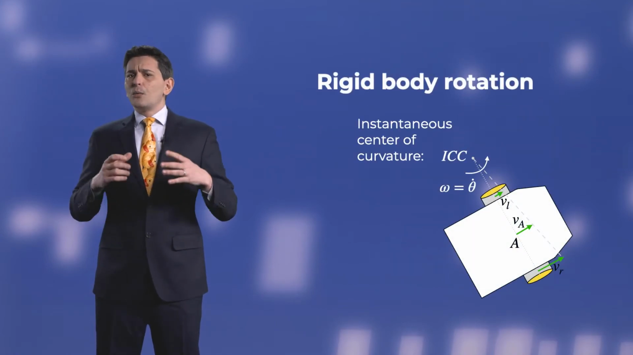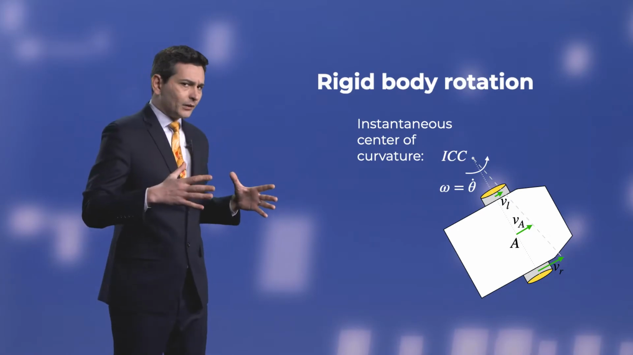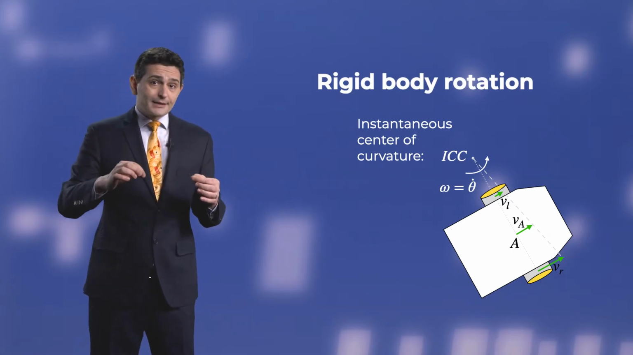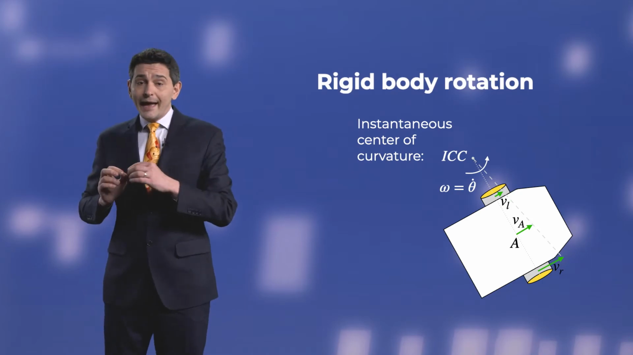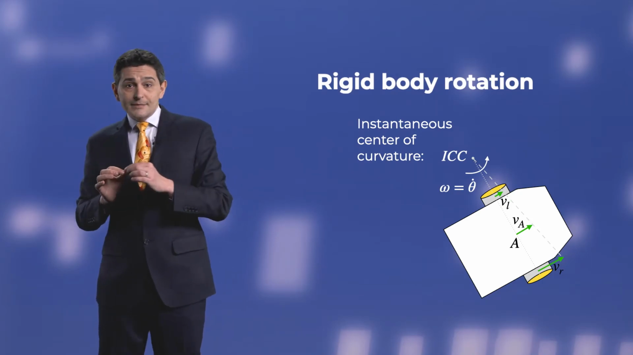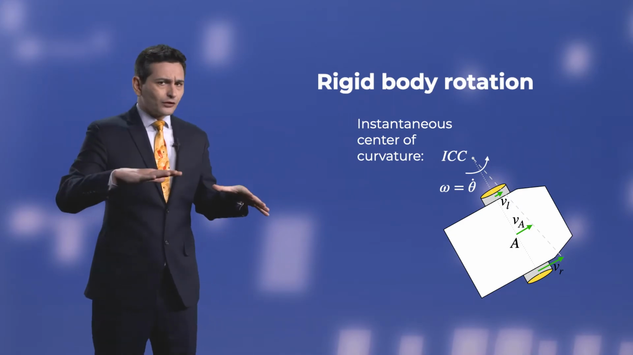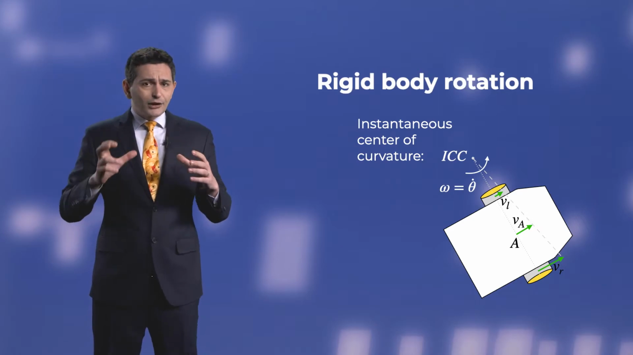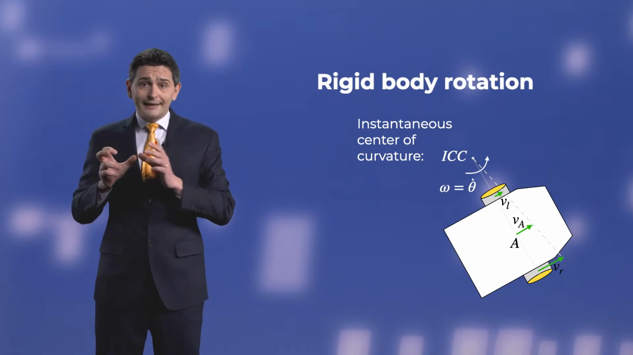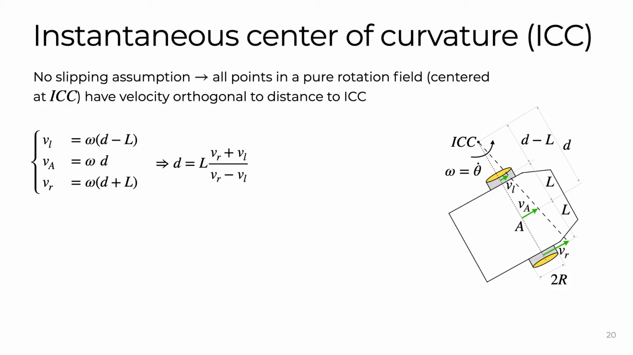We observe that while the robot is rotating without slipping, all of its points have velocity equal to the angular velocity of the robot, omega, times the distance to the instantaneous center of curvature, which is the only point that does not move in a rotation field, and a direction that is orthogonal to that identified by the center of curvature. By deriving the distance of the instantaneous center of curvature as a function of the wheel's linear velocities, we can gain some insights. When the linear speeds of the wheels are the same, the distance d is undefined.